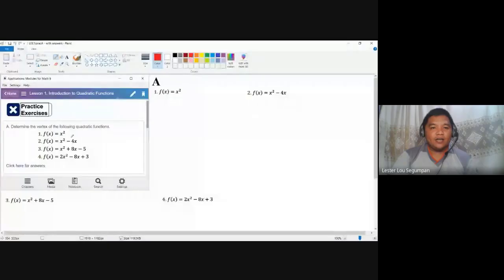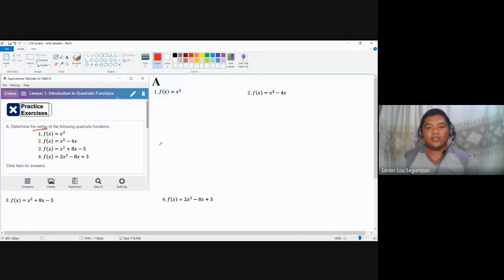Before we could graph quadratic functions, there is one important item we need to examine and determine first, and that is what we call the vertex of the graph. I'm going to share with you given problems here on quadratic functions, and the first goal is to determine the vertex of the following quadratic functions.